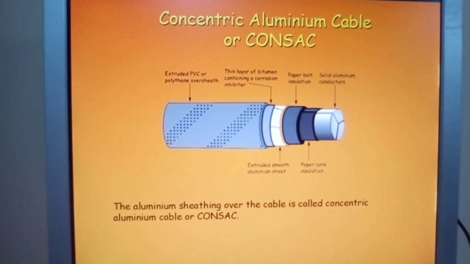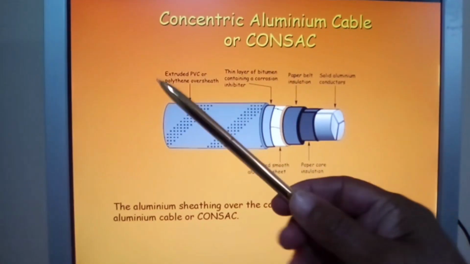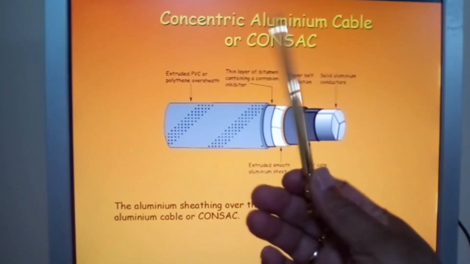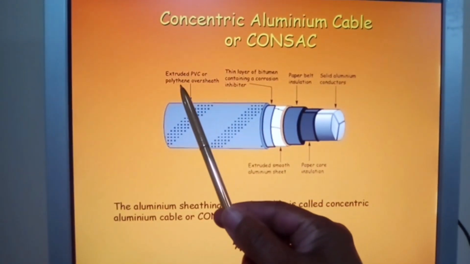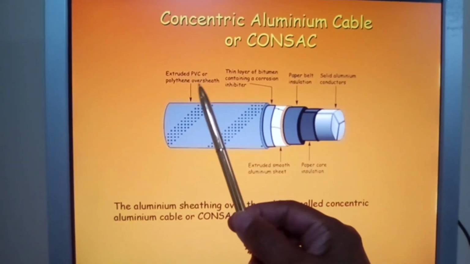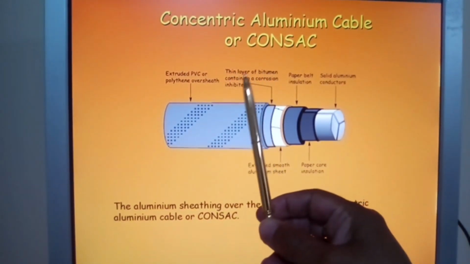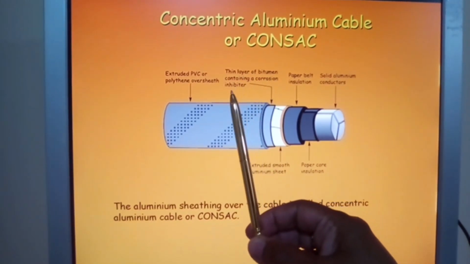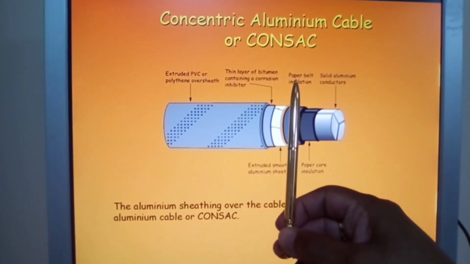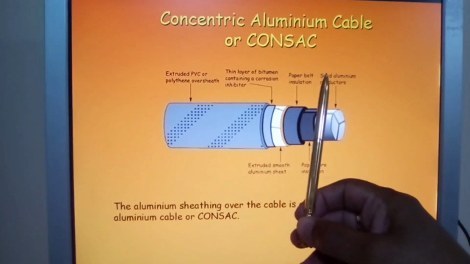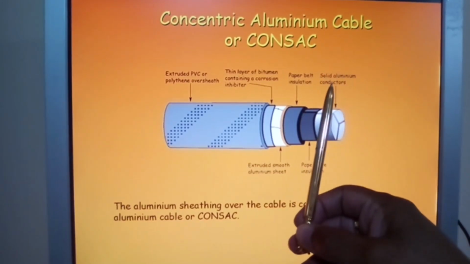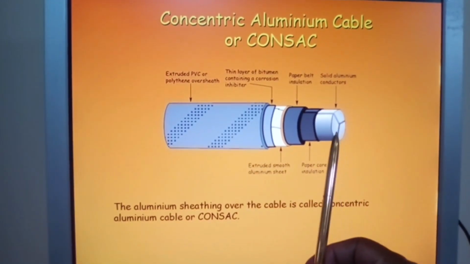Now, concentric aluminium cable or CONSAC. Extruded PVC or polythene over sheath, meaning plastic. Thin layer of bitumen containing a corrosion inhibitor. Paper belt insulation. Solid aluminium conductors. Now these are solid aluminium conductors, okay?